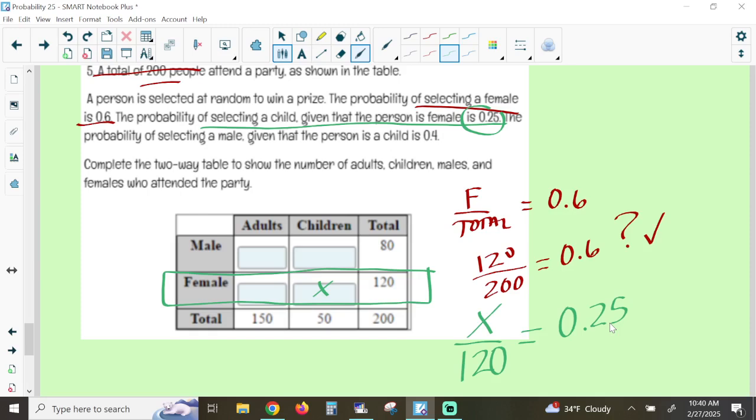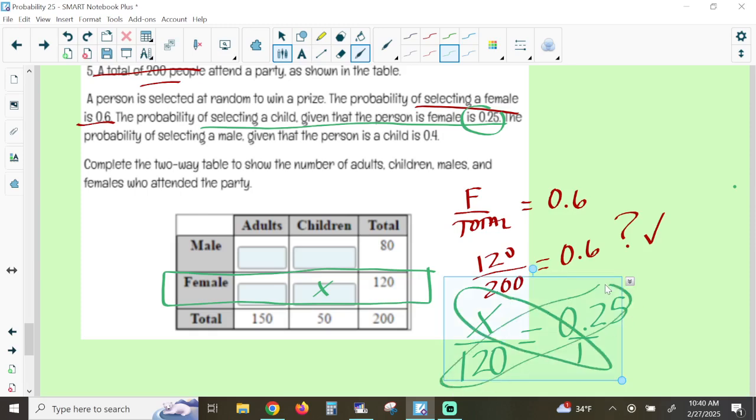And can you now figure out what X is? Yes. Okay, so go ahead. What do we have to do to figure out what X is? Put that over 1, cross multiply, go ahead. So we get 1x is equal to what? 30? Okay, so we can go to our table now. Let's put 30 in here now. Because now can you fill out the table? Okay, go ahead and fill out the table then.